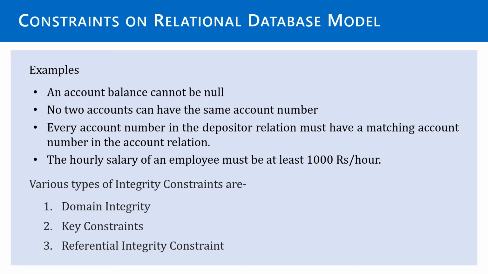The account balance cannot be null. So the condition is that the account balance field should always have some values. It cannot be null. Another example: no two accounts can have the same account number. That is, the account number should always have distinct values. The hourly salary of an employee must be at least 1000 rupees per hour. So the salary field should always have values greater than 1000.